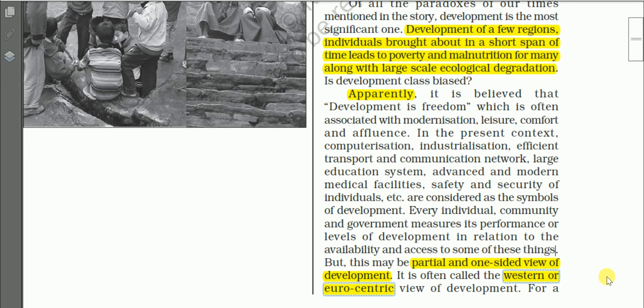If, for developmental activities, we consider only the material development, only computerization, industrialization, efficient transport and communication, education system, if we think only about these, then it is a one-sided view of development and is often called the Western or Eurocentric view of development.